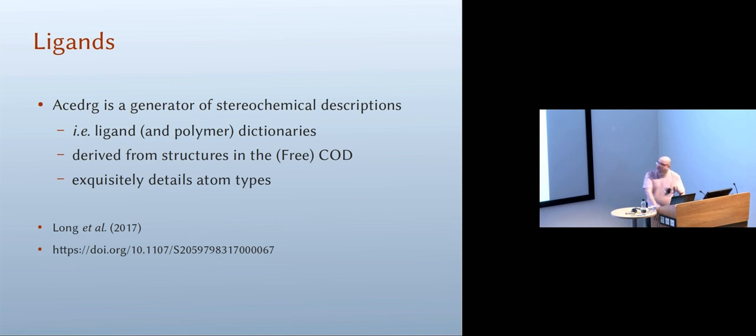Unlike previous attempts at creating dictionaries, and I had libcheck in mind, the atom types are exquisitely detailed, and they contain second order and third order information to accurately type the atoms. And I think there are many hundreds of thousands, I don't know exactly the details, of atoms, whereas there's only 200 atom types in the previous dictionary. And this was written up in 2017.